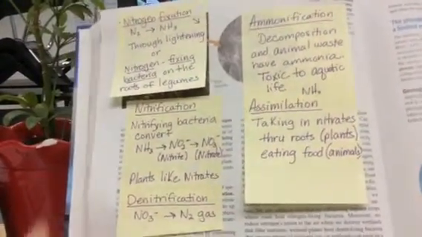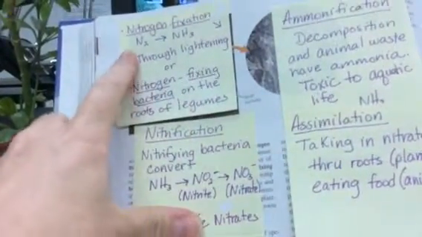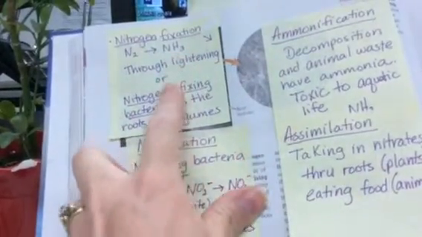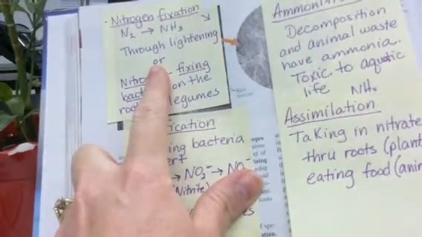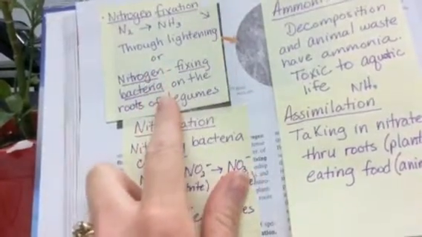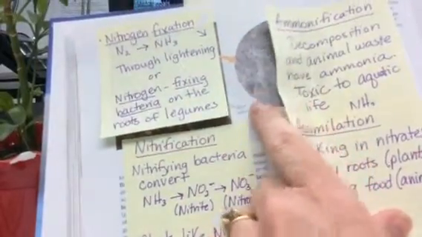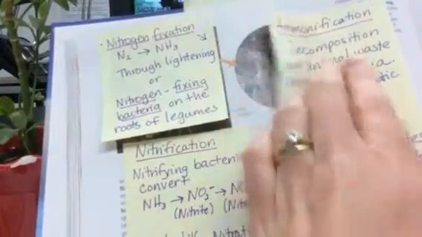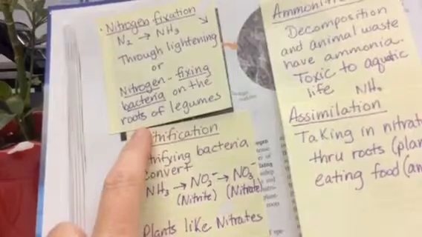Okay, so first we have nitrogen fixation up here. Again, we're taking N2 gas and we're turning it into ammonia, NH3. And we can do this through 2 ways. One is through lightning strikes, but the more common way is through nitrogen fixing bacteria on the roots of legumes. And there's a picture of these roots here. You can see there's a picture of root nodules that have nitrogen fixing bacteria on them, again, on legumes. Bean plants, soy, peanuts, all are legumes.